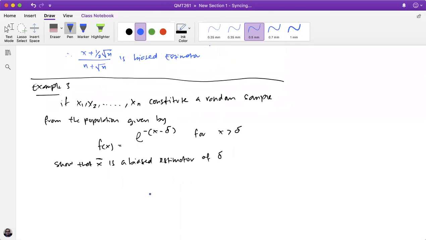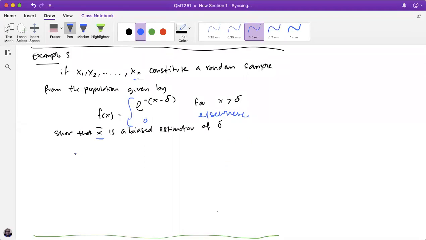Right. Example number 3. So now we have a PDF here. If x1 until xn constitute a random sample from the population given by e to the power negative x minus delta for x more than delta, show that x bar is a biased estimator of delta. So to show that this x bar is biased, first we need to find the expected value of x. We want to take the expected value of x bar, but before that, we need to know the expected value of x.